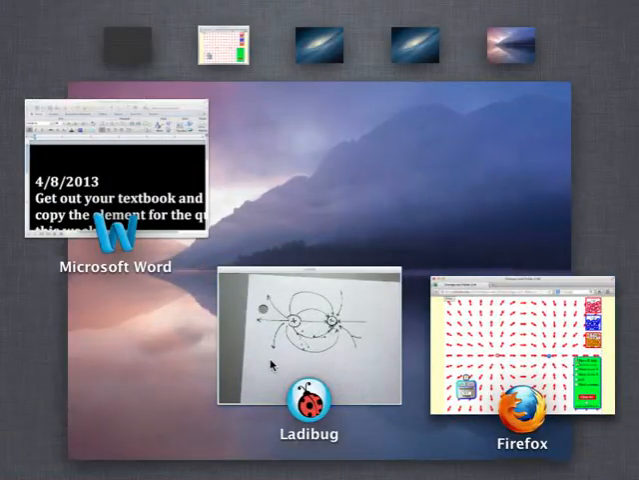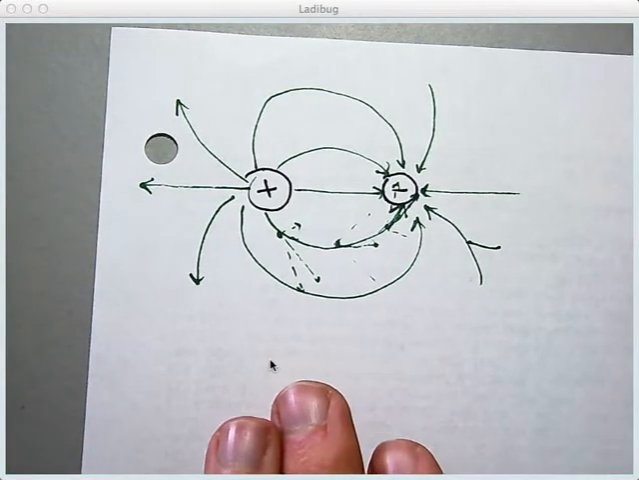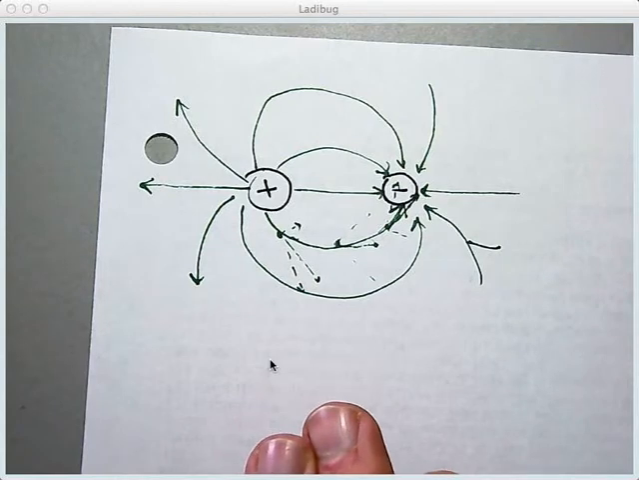All right, let's try the next one. That's the last time I'm going to put dots. I'm just going to do lines from now on.